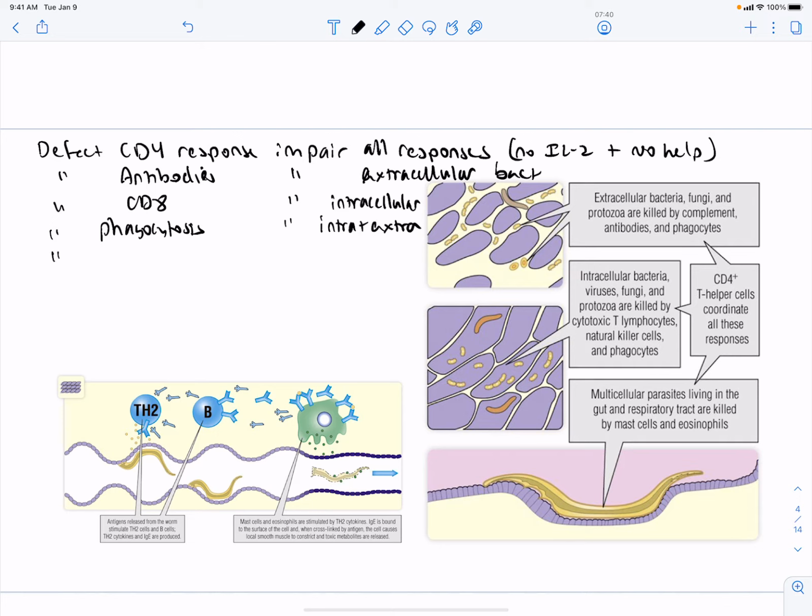If you have a defect in eosinophils or mast cells, this is going to lead to worm infections. Let's just get rid of that. This doesn't really apply.